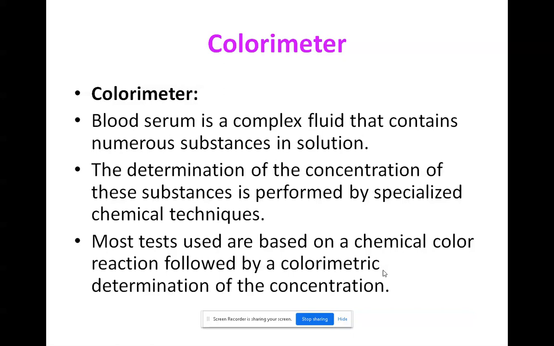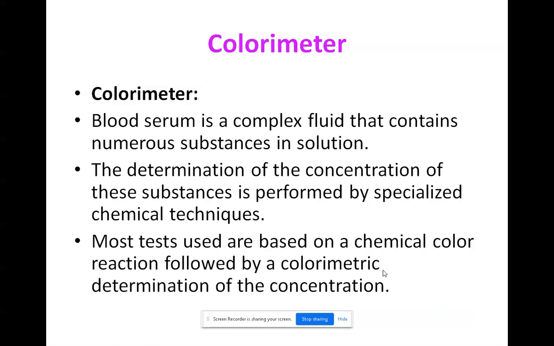Blood serum is a complex fluid that contains numerous substances in solution. Don't think that blood serum is a new word. Simply, we call blood serum blood. Blood contains many complex components, that is, WBC, RBC, and platelets. So many cells are present in your blood, which is equivalent to the numerous substances present in the solution.